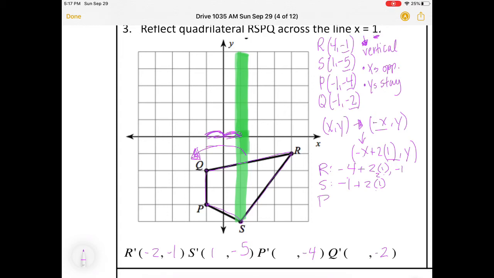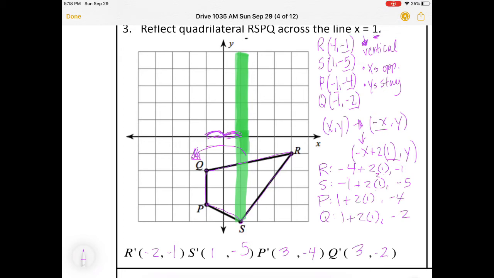So hopefully you paused. So P would be make negative 1 opposite, so that's positive 1, again plus 2 times 1. And these are just the x values. The y's are staying the same each time. I just hadn't been writing them. So, okay, that one gives you positive 3. And then Q, negative 1 becomes its opposite, plus 2 times 1. Y stays the same, so it's 1 plus 2, again, 3.